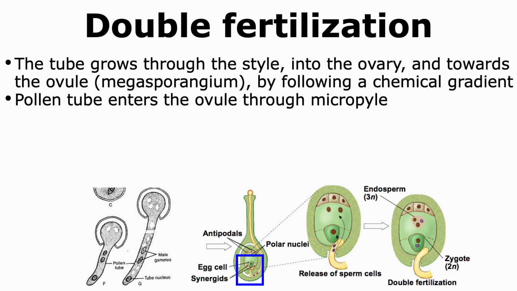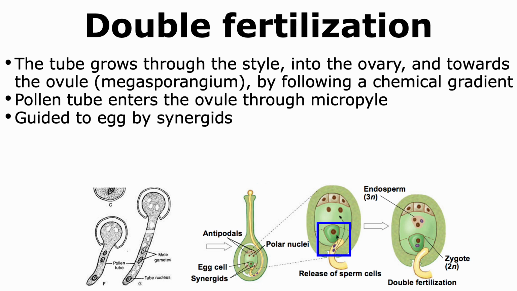It knows where it's going because there are chemicals secreted by the ovule that form a chemical gradient which is sensed by the pollen tube. The pollen tube enters the ovule and is guided to the egg by the synergid cells that are surrounding the egg.